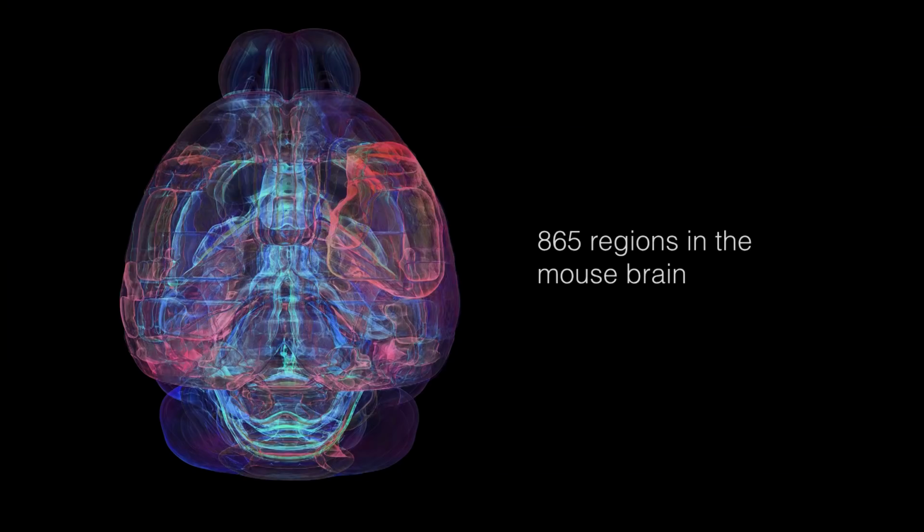At the other extreme, when you have the mouse brain, there are 865 regions in there. Can you represent them all at once? That was an example of an illustration challenge, if you want. And Cycles, again, did a great job there.